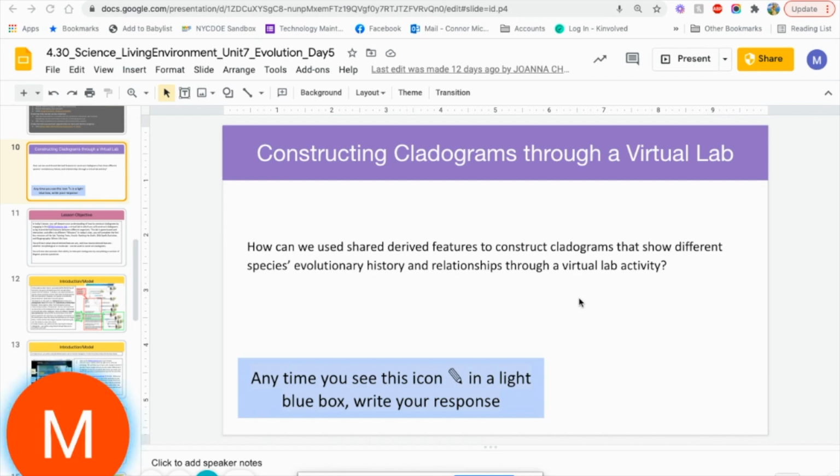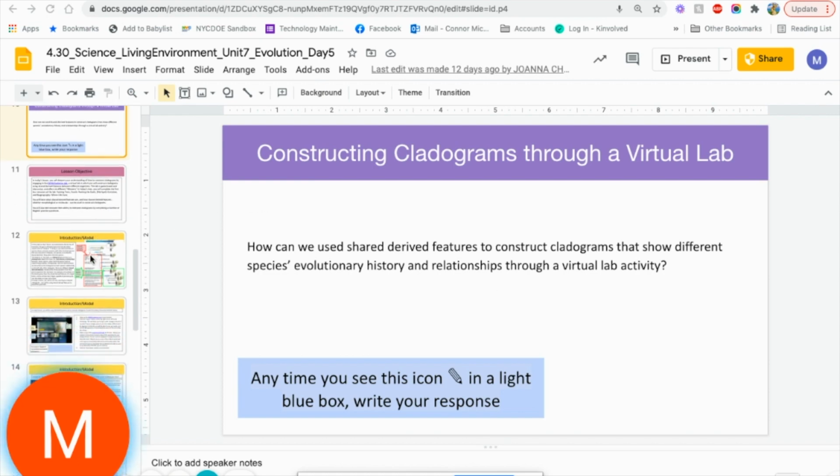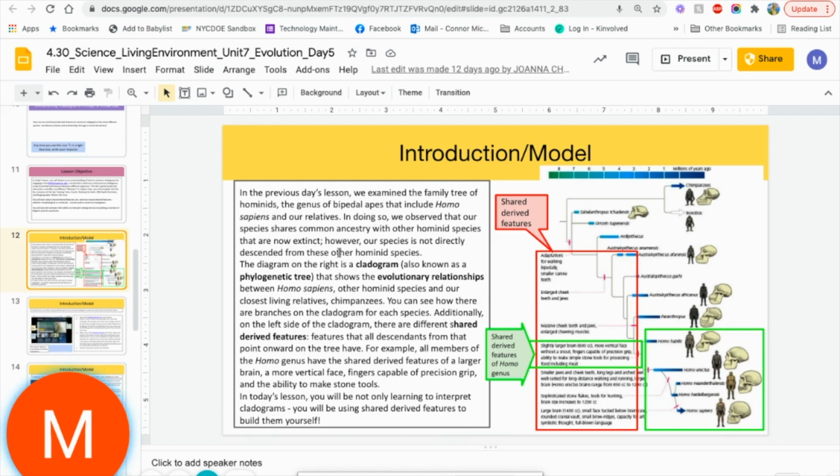Today we're going to be looking at how to construct a cladogram using a NOVA virtual lab. It's very cool. In the lesson, there is an introduction or model of cladograms in general. It's a good idea to make sure your students know what a cladogram is and the key aspects of a cladogram before they start this lab.